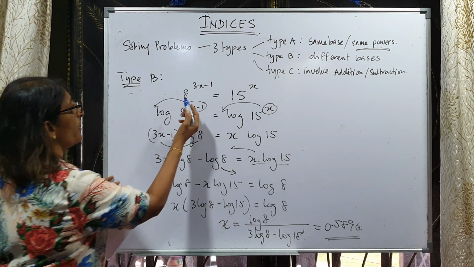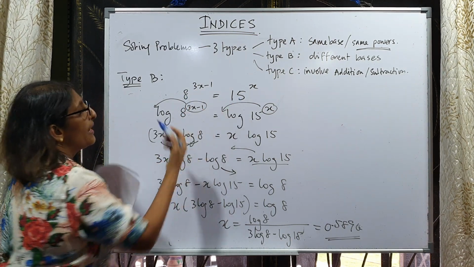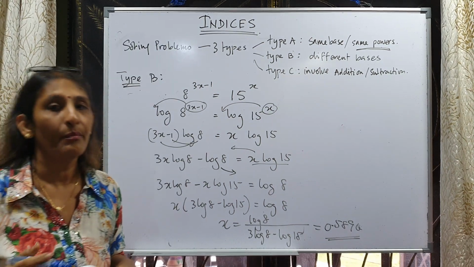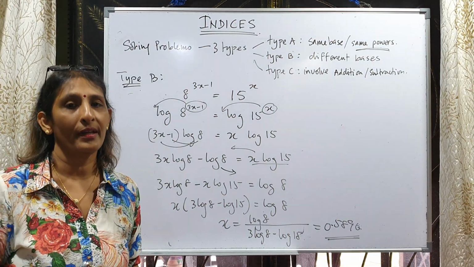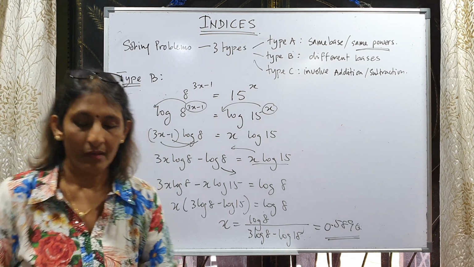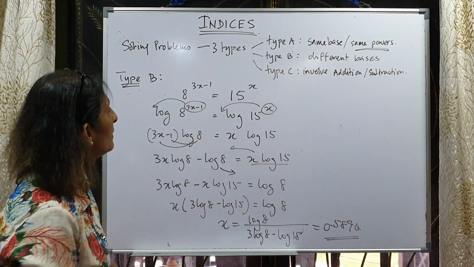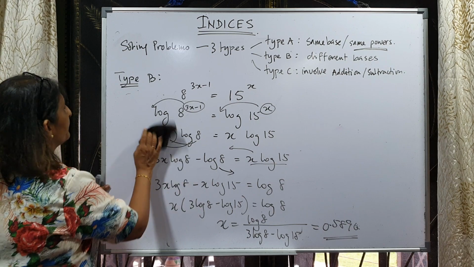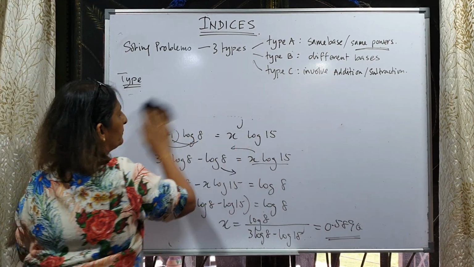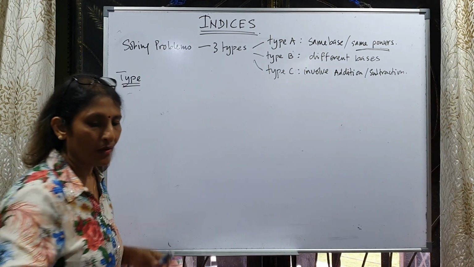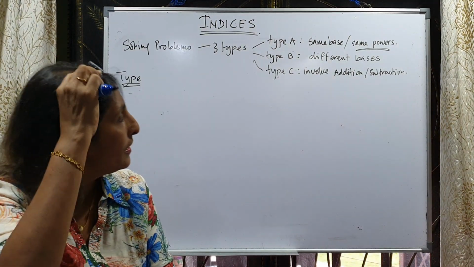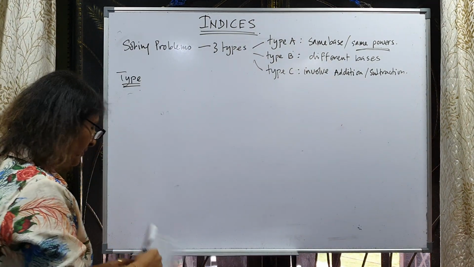Okay, so this is type B. When you have no choice, you have two different bases and you cannot change them to the same base, then we have to do this. We have to log both sides and use logarithm methods. Okay, now we go to type C. Type C is involving addition and subtraction.